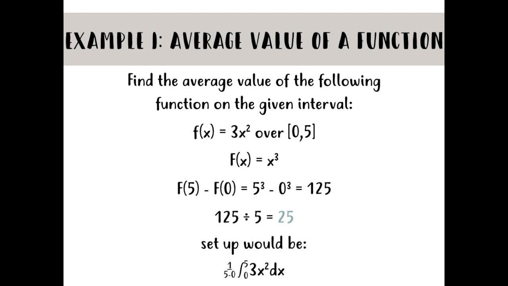So essentially, our setup would be 1 over 5 minus 0, which is our upper limit minus our lower limit of integration, times the definite integral from 0 to 5 of 3x squared dx. In this example, I integrated the function by hand, but this can also be plugged into the calculator.